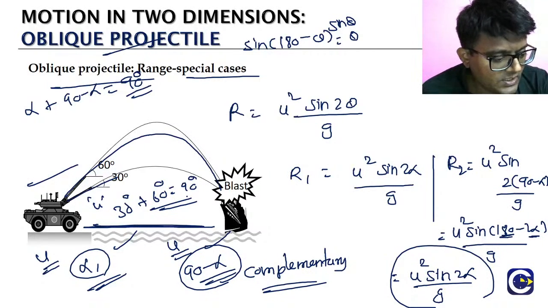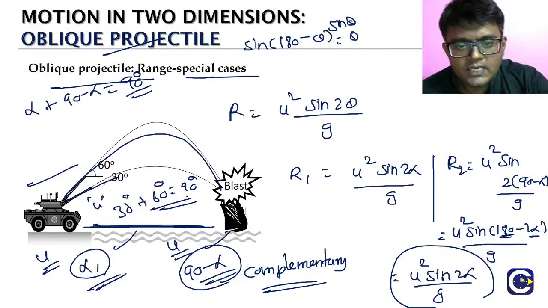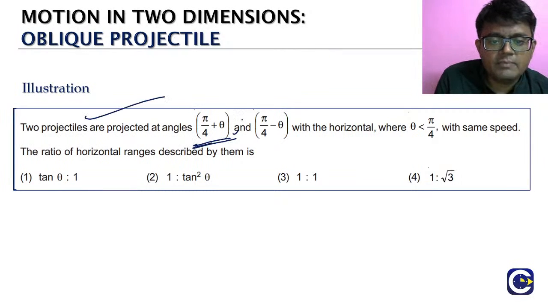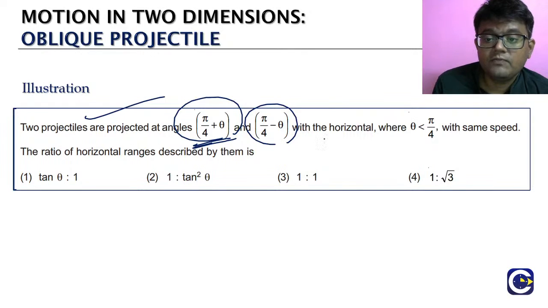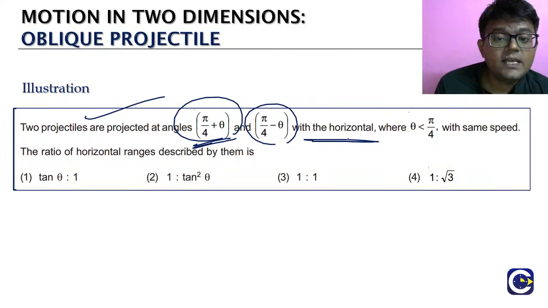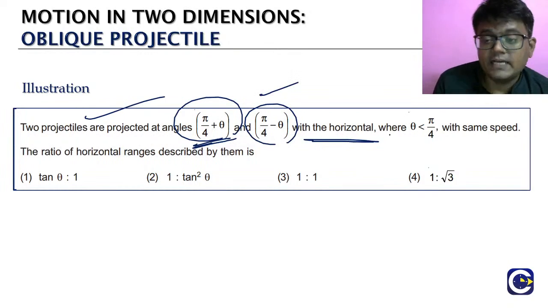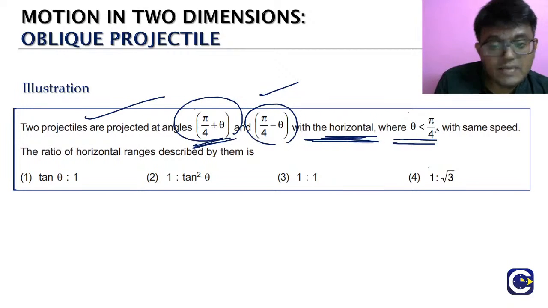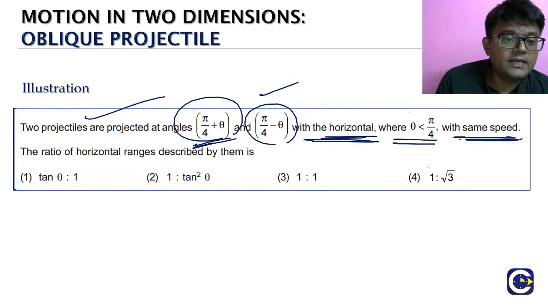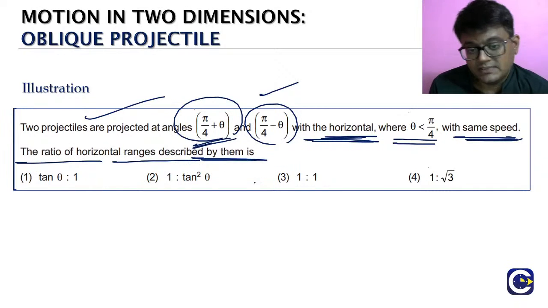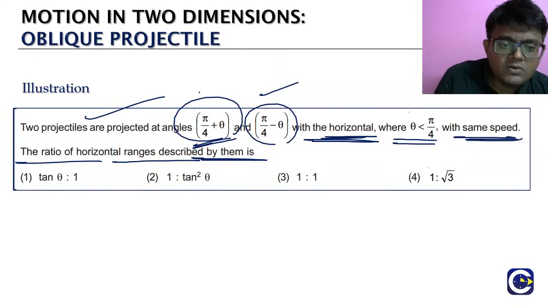Two projectiles having complementary angles of projection will get the same value of range. Look at this question: two projectiles are projected at angles pi by 4 plus theta and pi by 4 minus theta with the horizontal. Both the angles are measured with the horizontal, where the value of theta is less than pi by 4, with the same speed. The speed of the two projectiles is the same. What is the ratio of the horizontal ranges described by them?